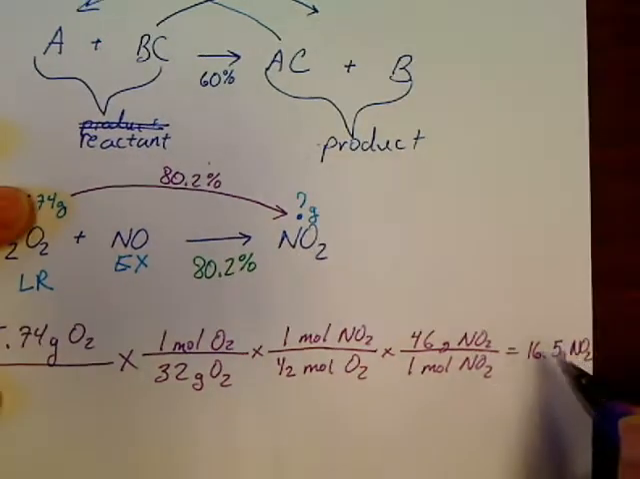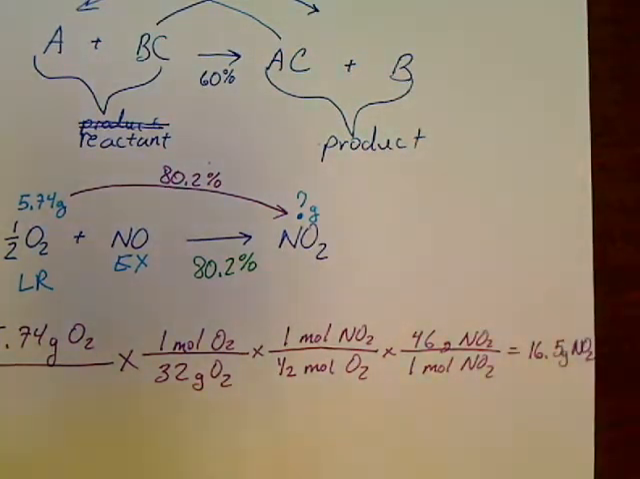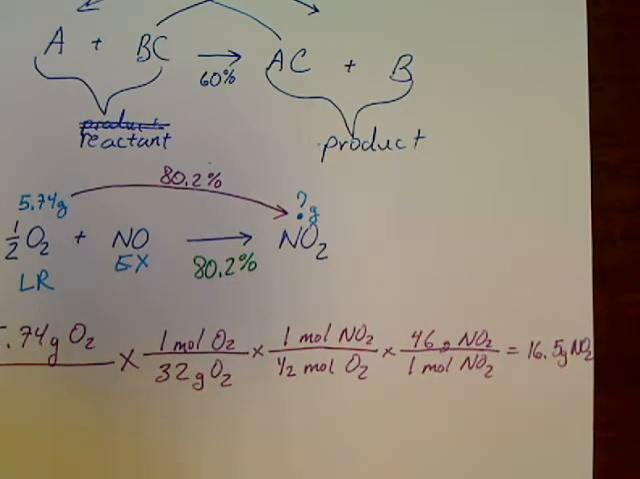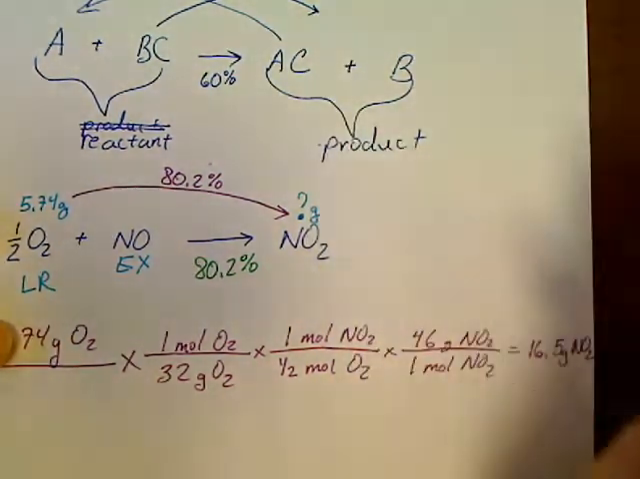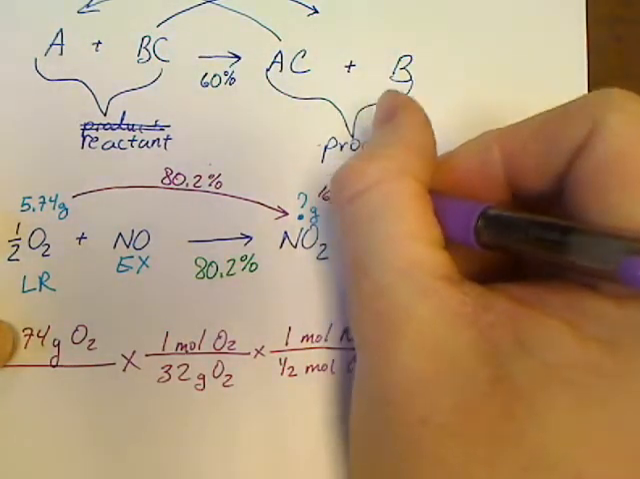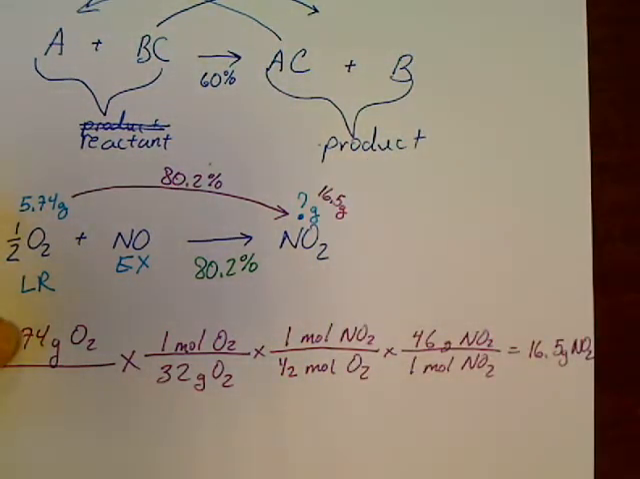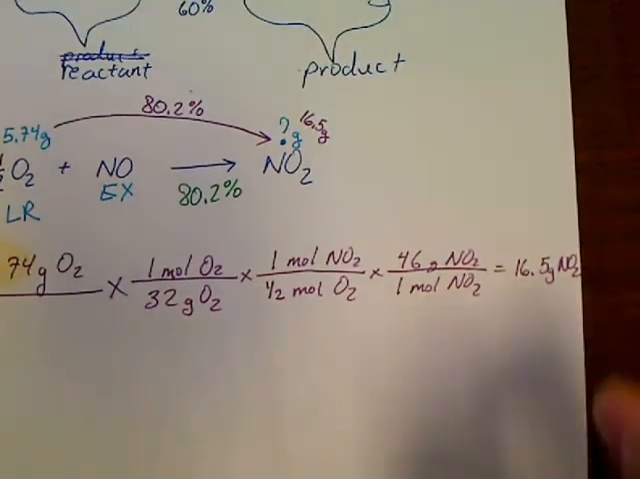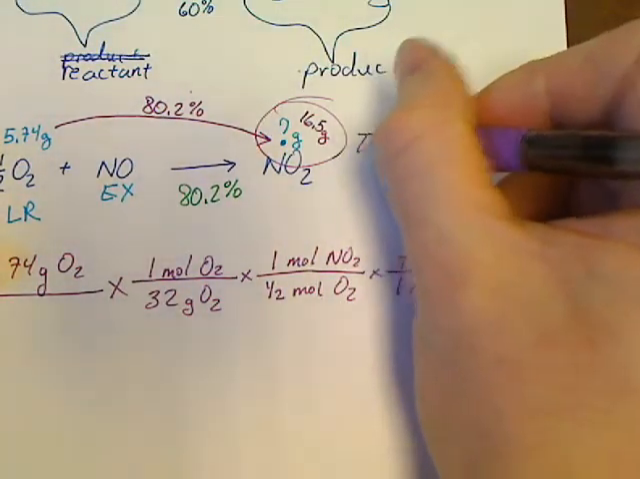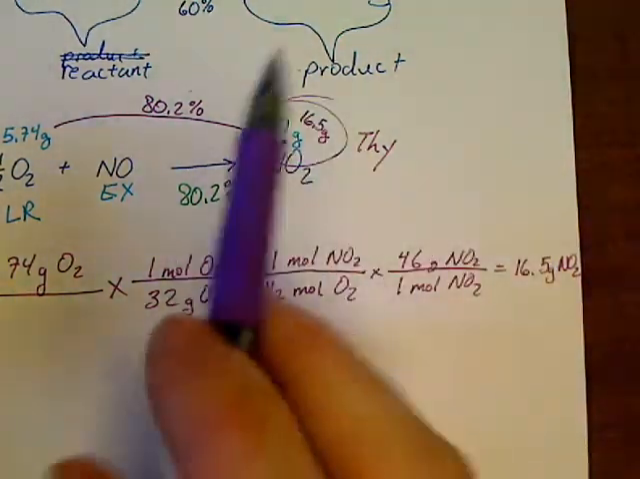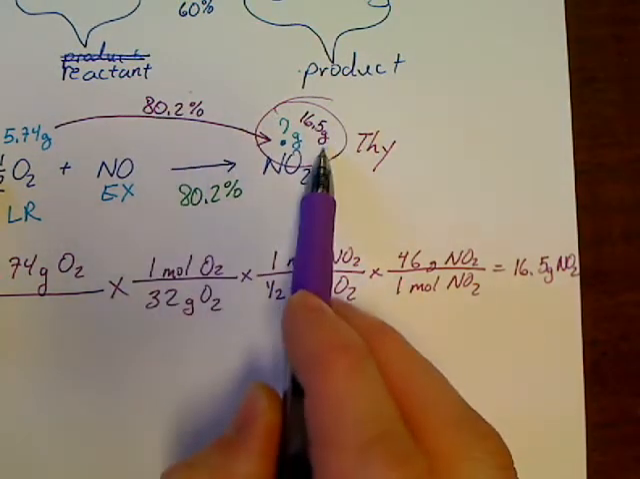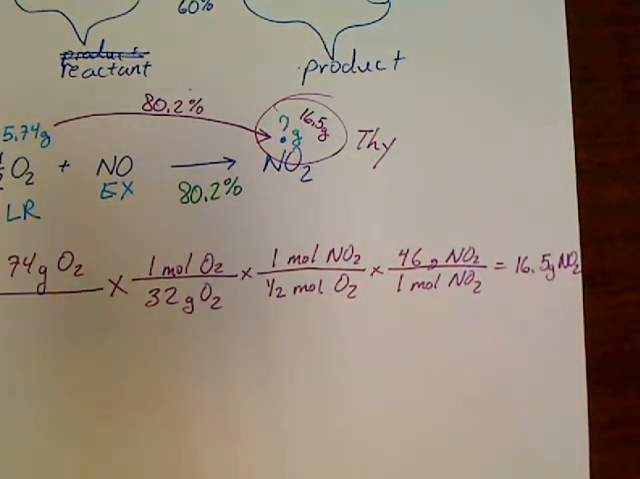Notice how I've not put a box around this yet. And this is the reason why. This is telling me that I'm supposed to make 16.5 grams of NO2. This is in theory, I should make 16.5 grams. Reality of it is, I'm only going to get 80% of whatever I try and make, which means I got one more step in this problem.